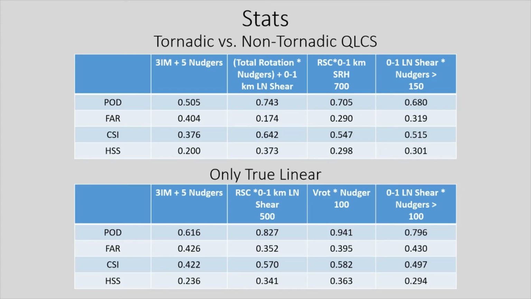The three ingredients method plus 5 nudgers as a threshold for warning gives you a CSI of about 0.376, which is not too bad. But total rotation multiplied by nudgers, and then adding 0 to 1 kilometer line normal shear, meaning how strong the system is spinning at the time we measured it and how many nudgers were present, and then adding the 0 to 1 kilometer line normal shear, gave us a CSI of 0.642 at the threshold that we set. The same was true for other things like rotational speed and SRH. And SRH I'm not really going to use too much because of its dependencies. But it also did a little bit better in the true linear systems. You can see those statistics here.